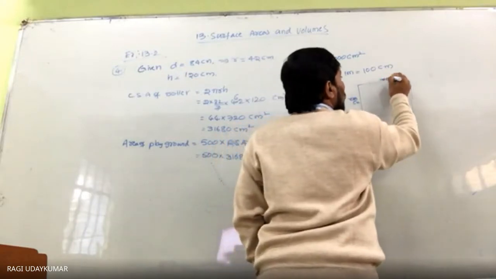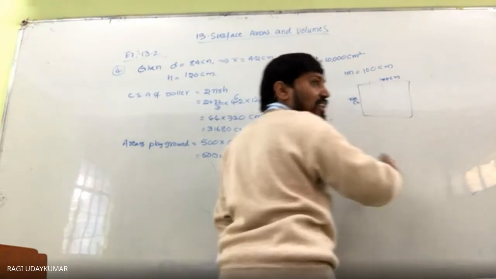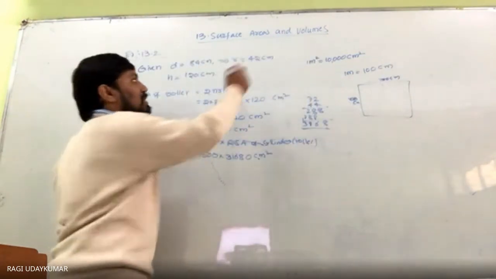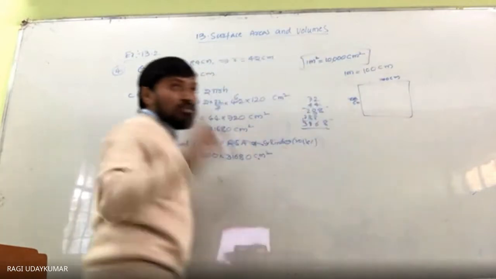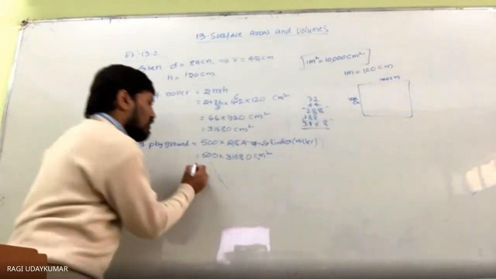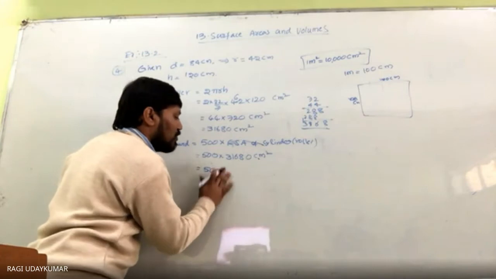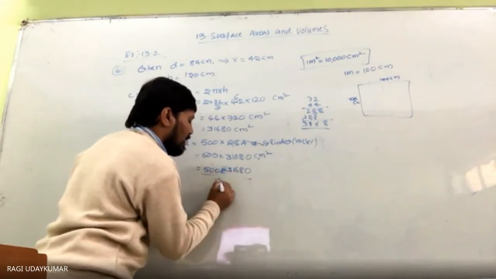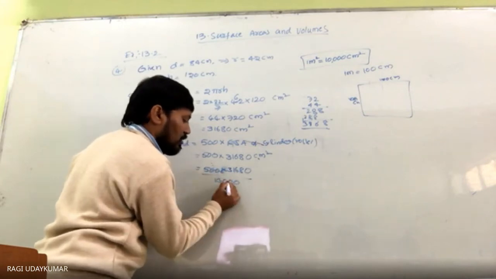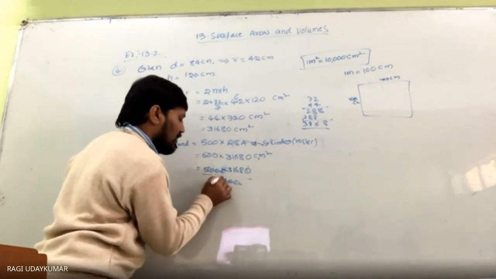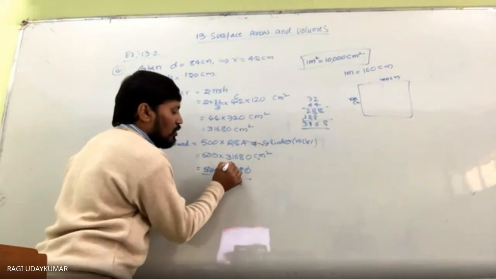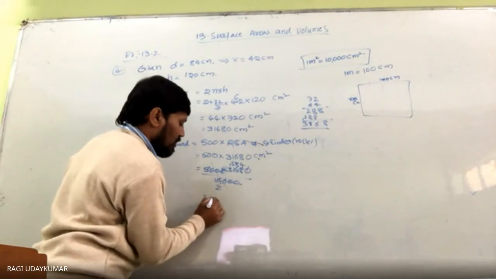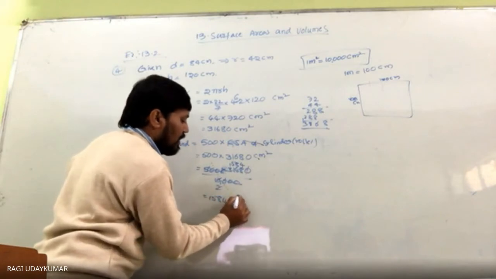This is the easy way to do it. 100 centimeters. So how much will the area be? 100 into 100 is 10,000. So 1 meter square is equal to 10,000 centimeter square. Do remember this. So you have to divide 500 into 3168 by 10,000. Cancelling 2 zeros, 2 zeros, we get 1,584 meters square.